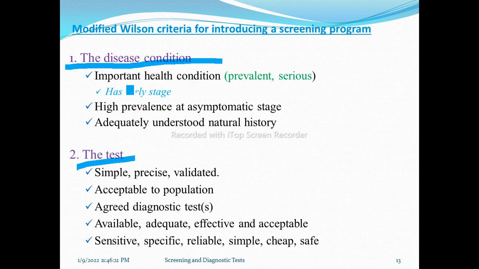The disease condition: it should be an important health condition. To start screening for a disease, it should be an important health problem. Maybe that problem is prevalent or serious, and has an early stage, that means a subclinical stage. The other is high prevalence at the asymptomatic or subclinical stage. High prevalence, adequately understood natural history. The disease natural history is well known. So based on this condition criteria, you should fulfill this.